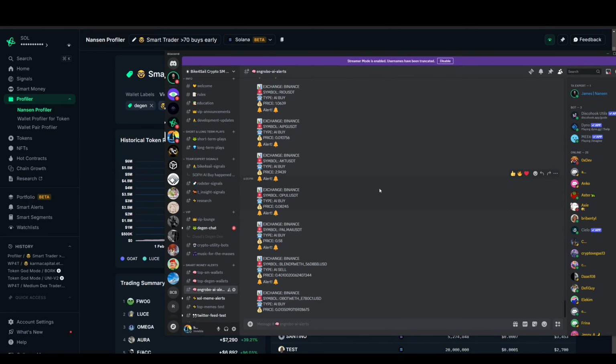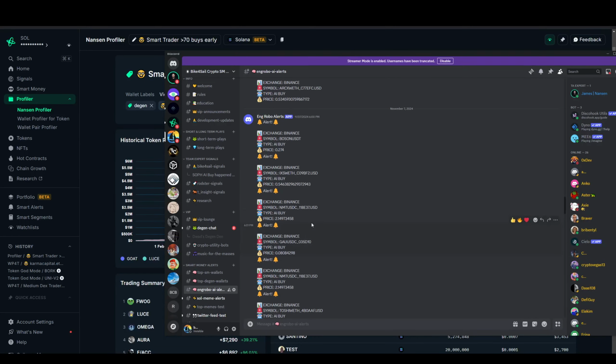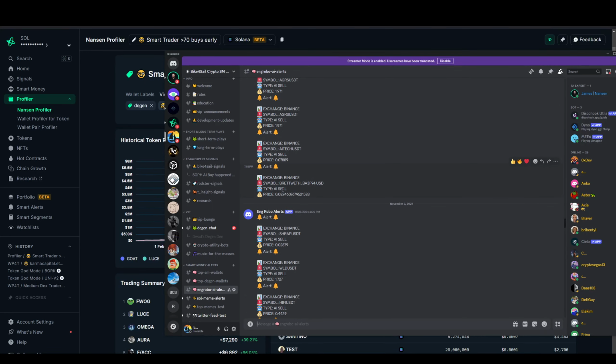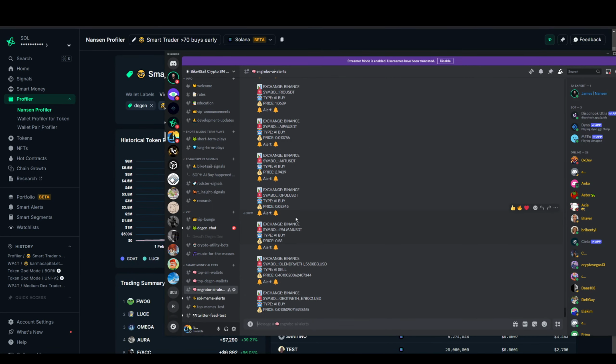Here's Engineering Robo AI alerts. We just talked about that. All you have to do is go in here and see if it's a buy signal. Sometimes it'll show a sell signal. This was happening about 2 weeks ago. There were sell signals. Right now it's been all buying.